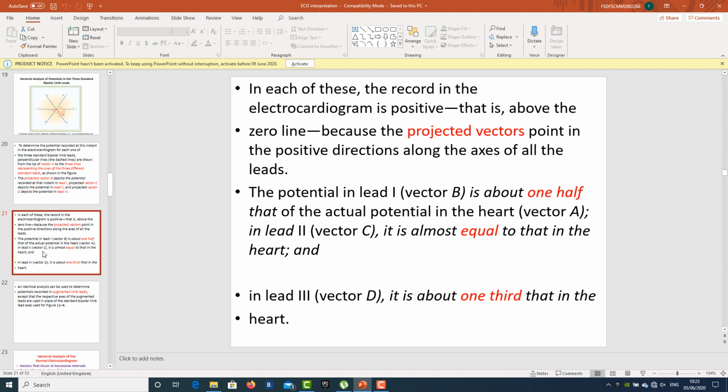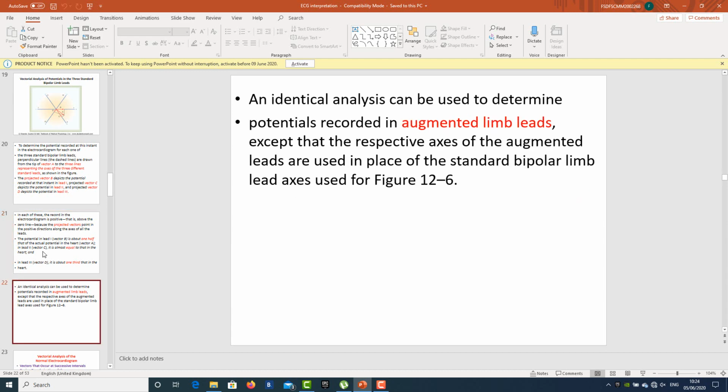In each of these, the record in the electrocardiogram is positive, that is, above the zero line. Why? Because the projected vectors point in the positive directions along the axes of all the leads. The potential in lead 1 is about one half that of the actual potential in vector A. In lead 2, vector C, it is almost equal to that in the heart. In lead 3, vector D, it is about one third of that in the heart.